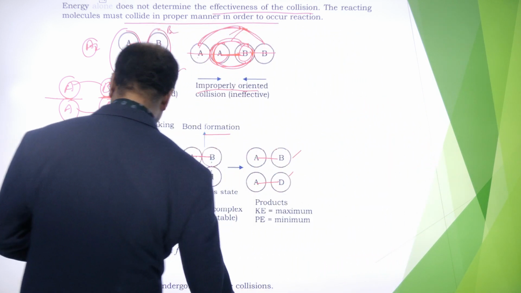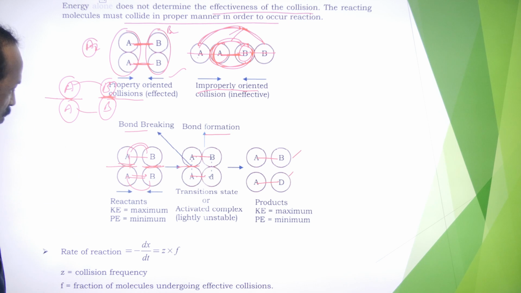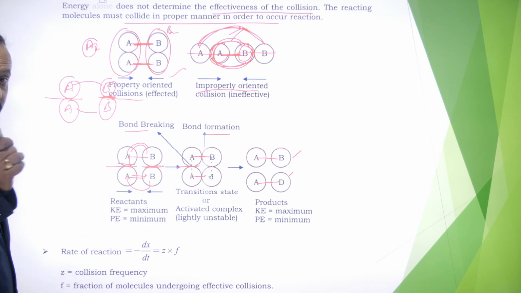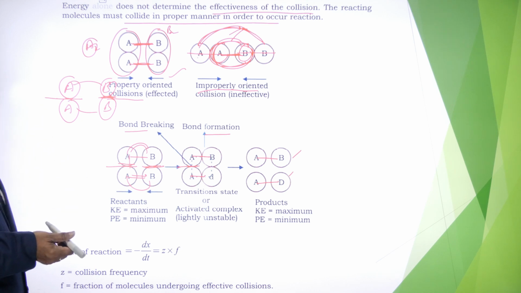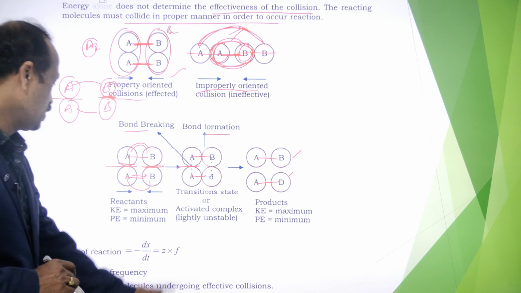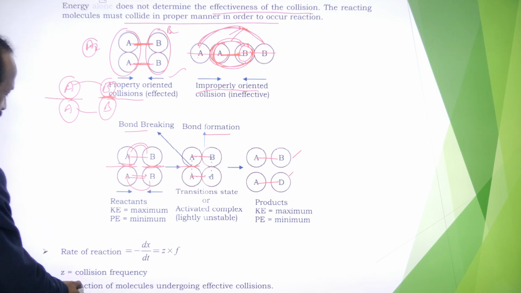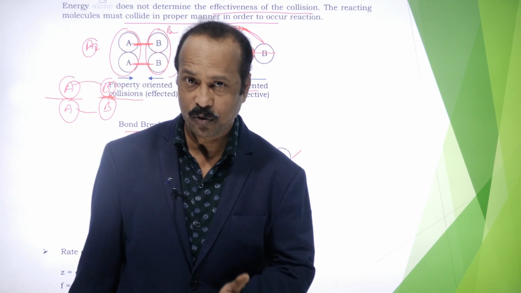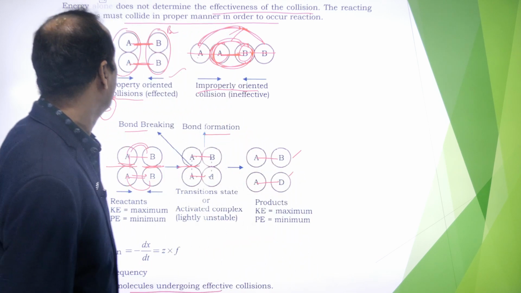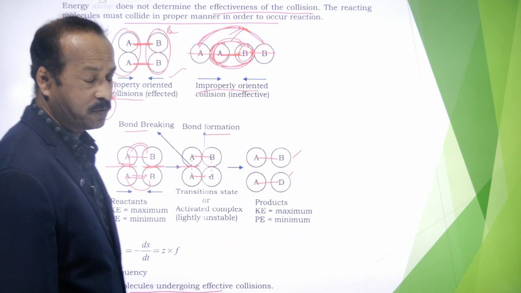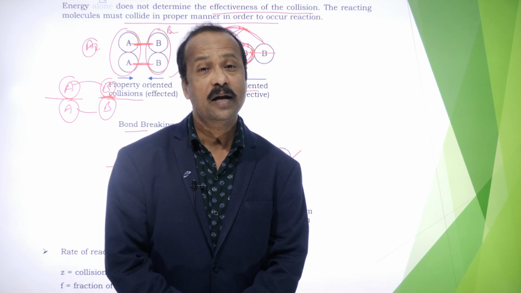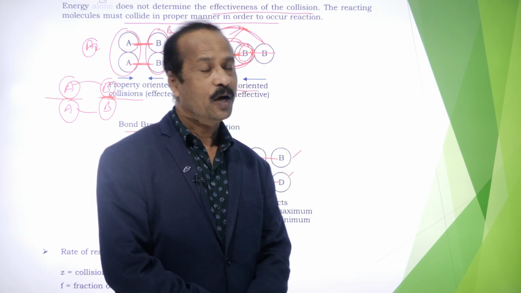Any doubts? Now the rate of reaction, which was already discussed in the first synopsis, is minus dx by dt, equal to Z into F. What is Z? Just what I told you, the collision frequency, right? And what is F? The fraction of molecules undergoing active collisions. How many molecules are undergoing active collisions? So this is about the orientation barrier and energy barrier, on which the rate of reaction depends.